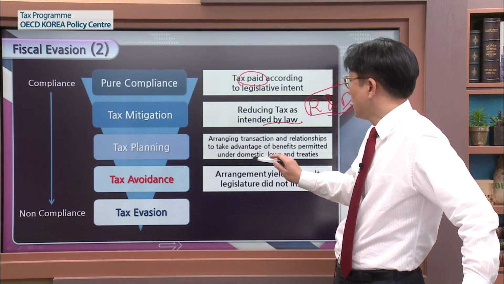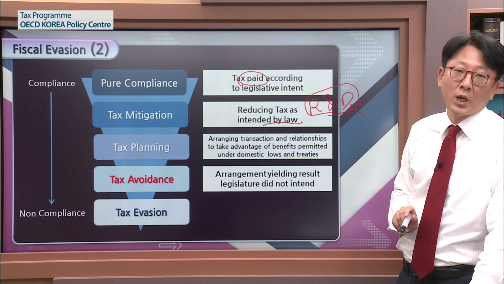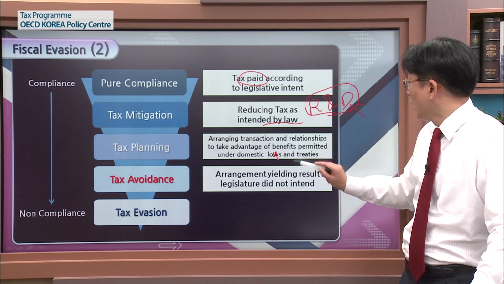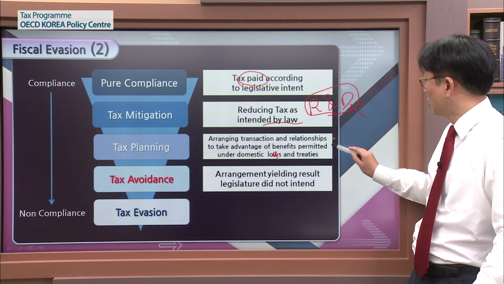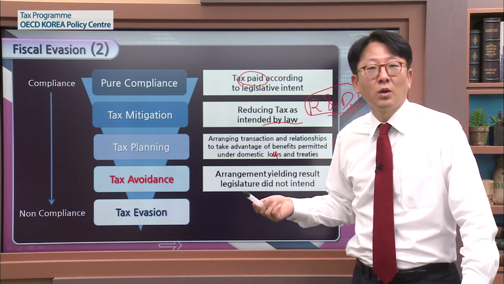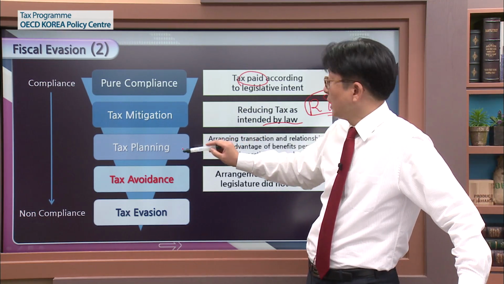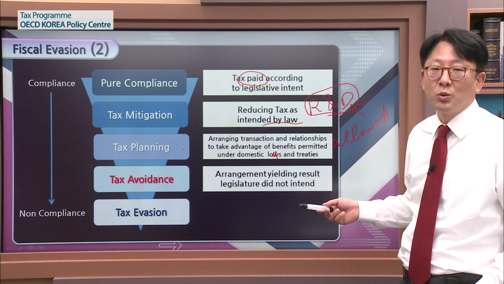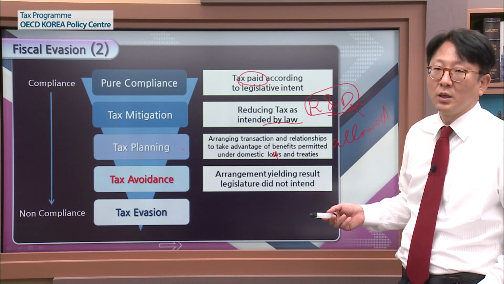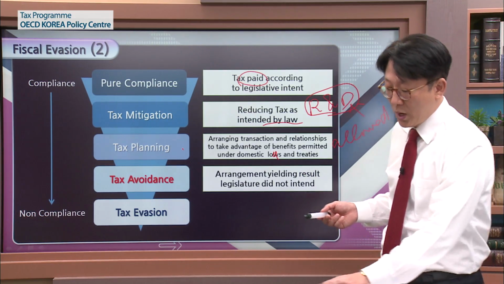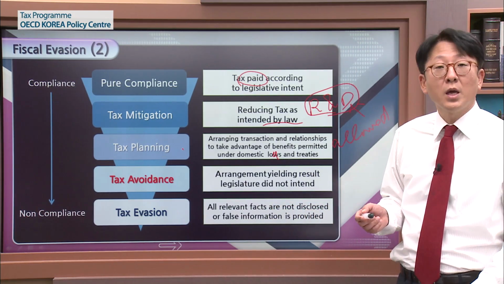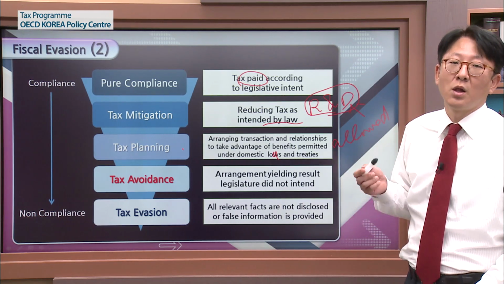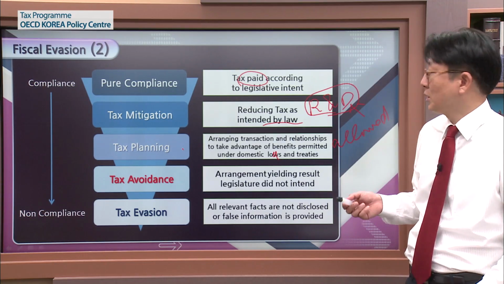Third is tax planning. They arrange their transactions and relationships to take advantage of the benefits permitted under the domestic law and treaties. So basically, it is allowed. It is not intended, but allowed under the law. Tax planning is just in the middle of tax avoidance, tax evasion and pure compliance. It is not illegal. It is allowed. However, it is not intended in a way. So tax planning is a way to mitigate tax payment, but at the same time, sometimes the tax legislator changes their law to reduce the activity of tax planning.